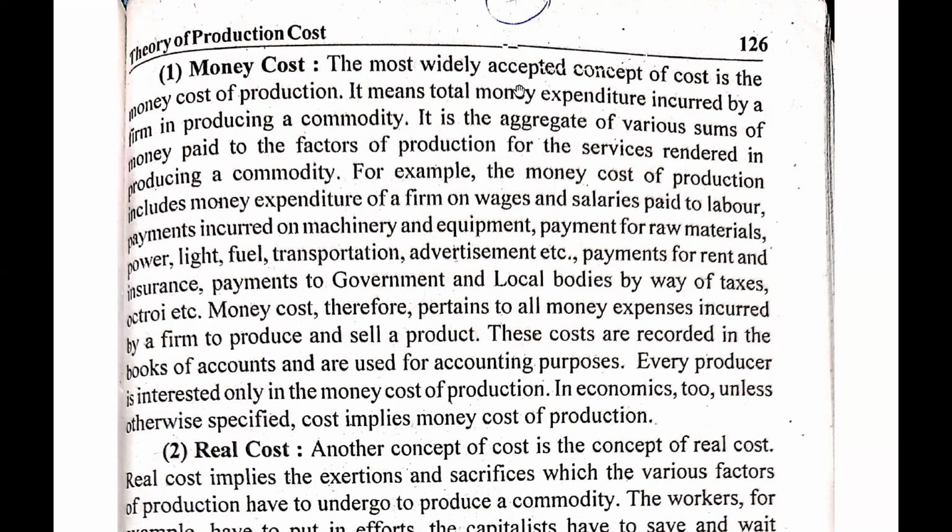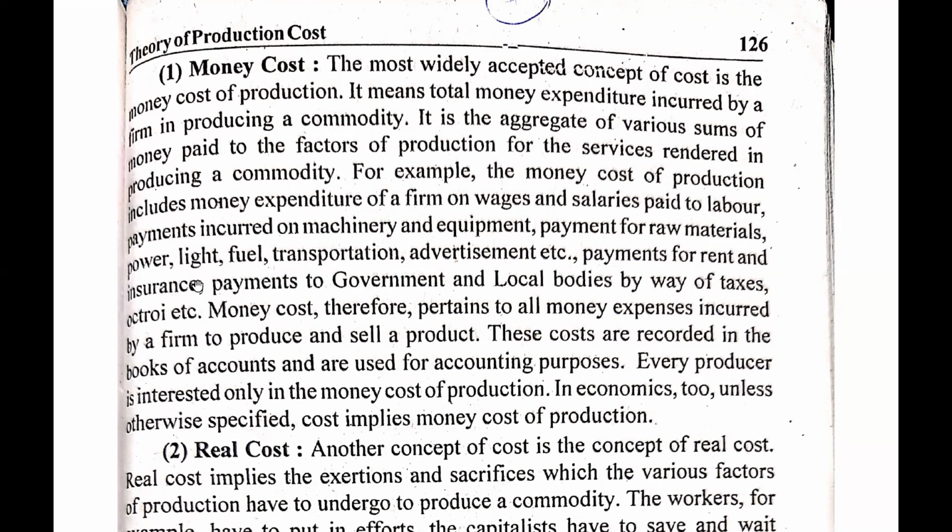The most widely accepted concept of cost is the money cost of production. It means total money expenditure incurred by a firm in producing a commodity. It is the aggregate of various sums of money paid to the factors of production for the services rendered in producing a commodity. For example, the money cost of production includes money expenditure of a firm on wages and salaries paid to the labor, payment incurred on machinery and equipment, payment for raw material, power, light, fuel, transportation, advertisement, etc.